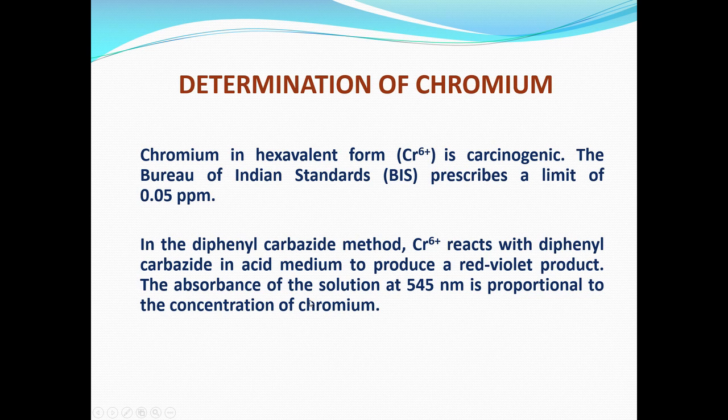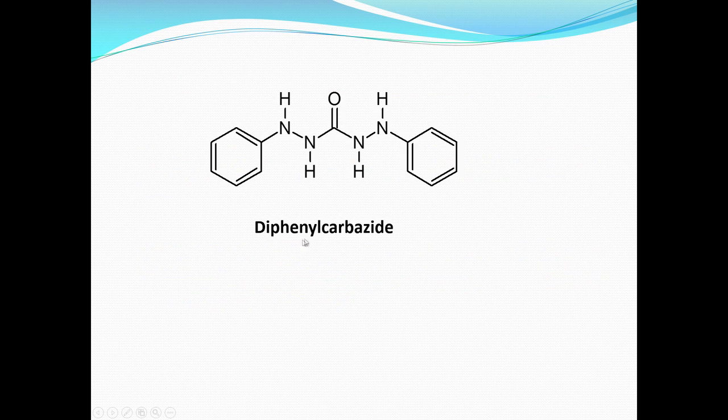Feigl and other books usually describe the preparation of the diphenyl carbazide complex and structural studies also. In the diphenyl carbazide method, chromium 6 reacts with diphenyl carbazide in acid medium to produce a red violet complex. The absorbance is around 545 nanometers, that is somewhat violet in color, slightly bluish violet. This is the diphenyl carbazide. You can see that it is a diaromatic ring structure with NH, NH groups.